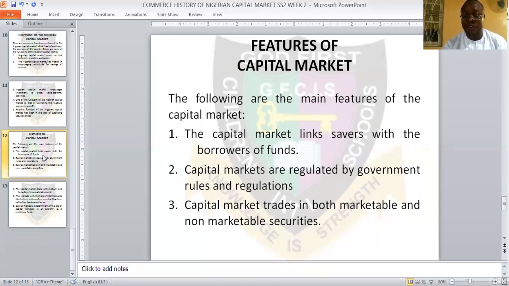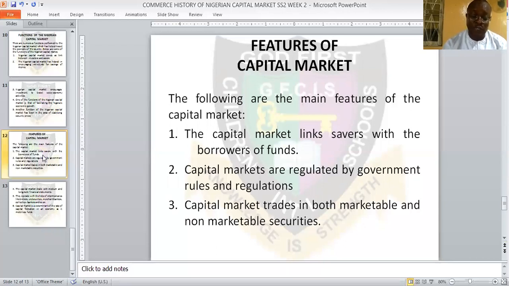The following are the main features of the capital market. Firstly, the capital market links savers with the borrowers of funds. It has linked the depositor with the borrower of funds. Secondly, the capital market is regulated by government rules and regulations. They follow the government rules and regulations before the market is set up.